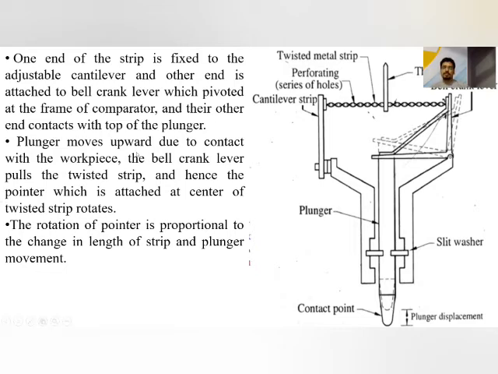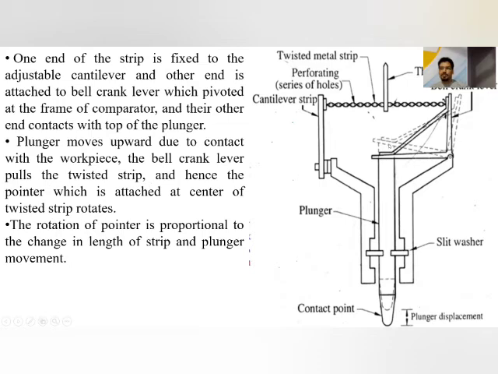Next, the plunger moves upward due to contact with the workpiece. If there is a workpiece here and we move this plunger on the workpiece, and if there is some variation with respect to the standard, then it will move upward and the bell crank lever is moved in such a way as shown by the dotted direction. Now due to this motion, what will happen? The bell crank lever pulls the twisted strip.